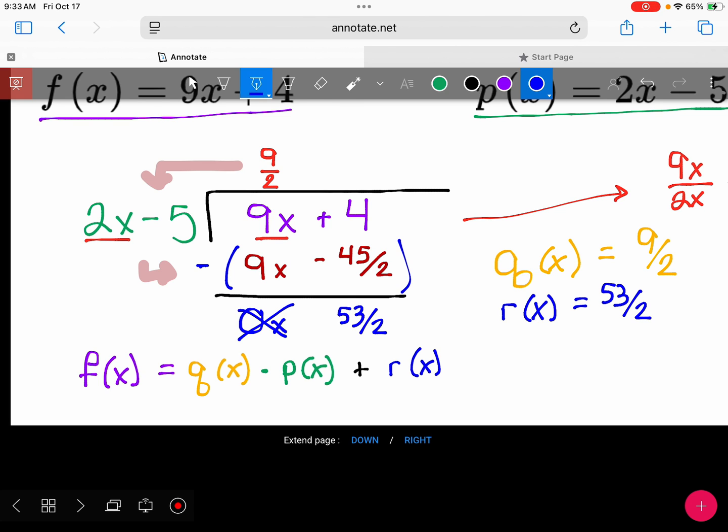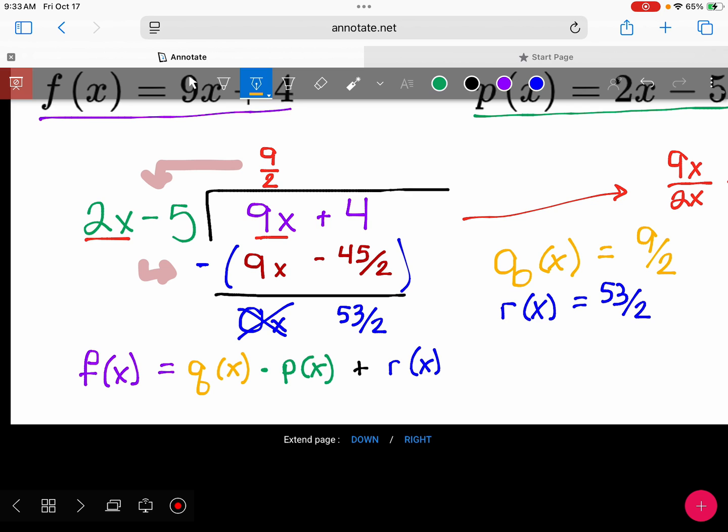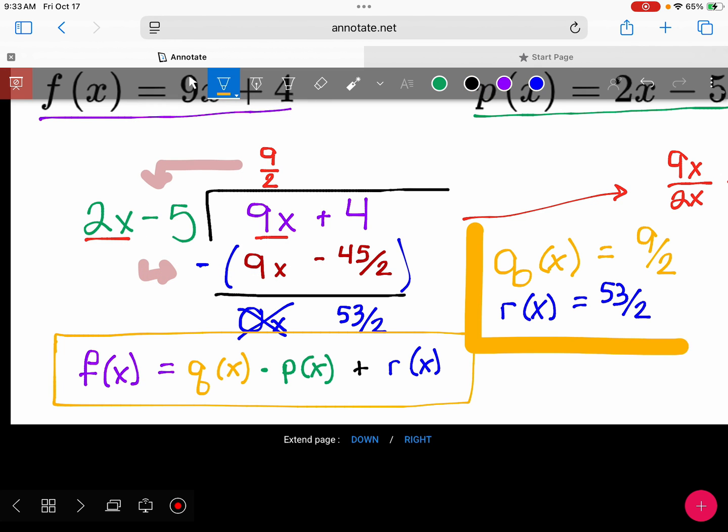So if we are feeling unconfident, or if it says specifically we need to check, this would be how you do it. We use that statement that was in the middle of our definition, and that's our check right there. 9/2 times my 2x minus 5, and then plus 53 halves will absolutely give us back what we started with. So that expression right there is the check. The answer we were looking for, our quotient and our remainder, were these two guys over here. Whoa, thick marker. Divide.